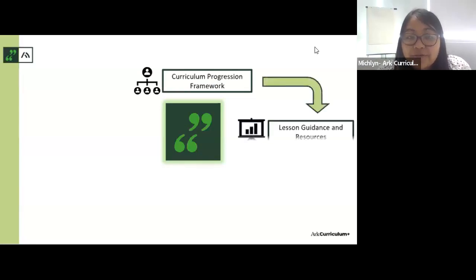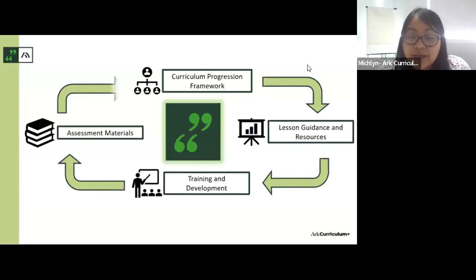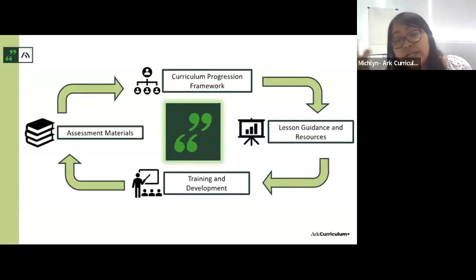So in terms of English Mastery, I mentioned earlier that we are a subject improvement programme, and essentially these are all the things that you get from us when you join our programme. We give you a curriculum, progression and framework. We give you lesson guidance and resources. We give you one-to-one training and development, and we also give you really robust assessment materials. So we're not just a plug and play curriculum. We're not just resources that you can download off TES, for example. We are all of these things when you join the programme.